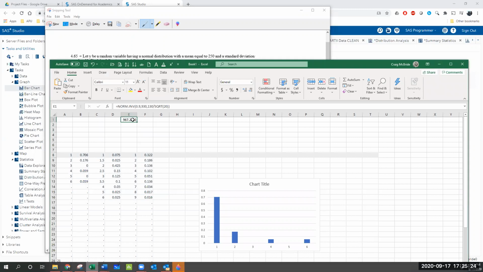And that left-hand number is that same norm dot inverse, only now we're looking for the 20th percentile, right? And we have a mean of 250 and a standard deviation of 50. And there's that same number of 207.91, in this case 89, which would round to 919, right? And then you can use a little simple algebra to solve for k.